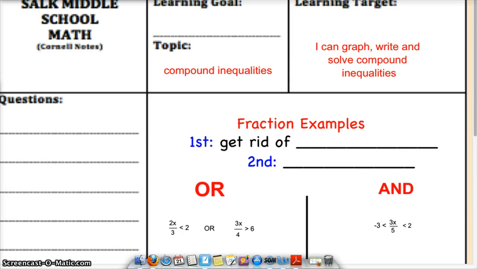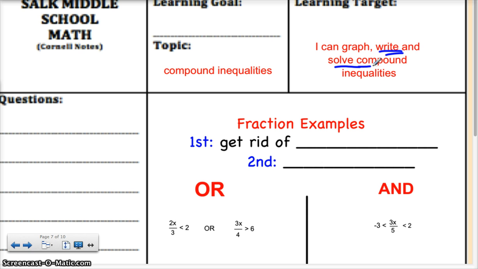Right, we're moving forward. I think we're going to add 2 more days to our compound unit. Today and 1 more day. So actually it's just 2 days left. Today we're continuing our topic of compound inequalities. We're going to be dealing with solving and writing compounds today. That's what we're working on, solving and writing.